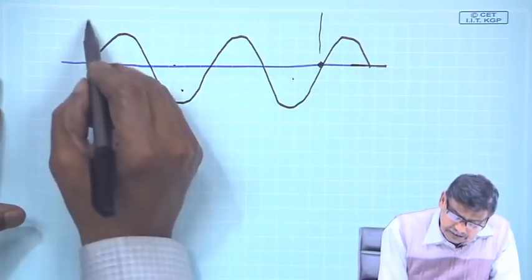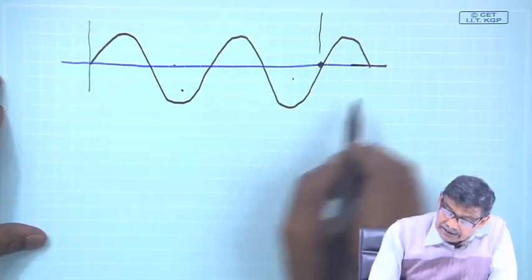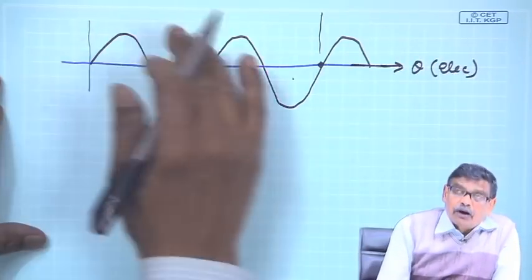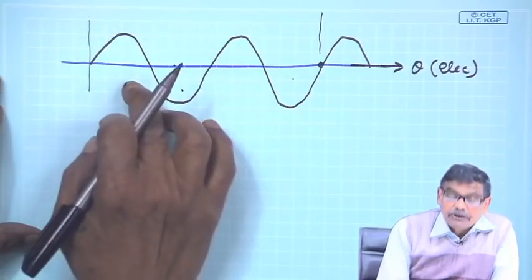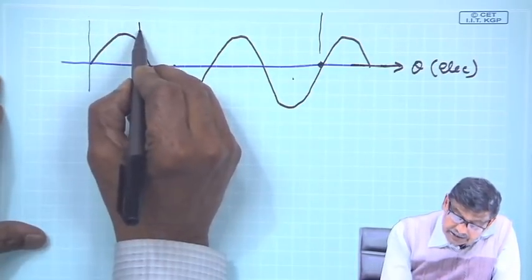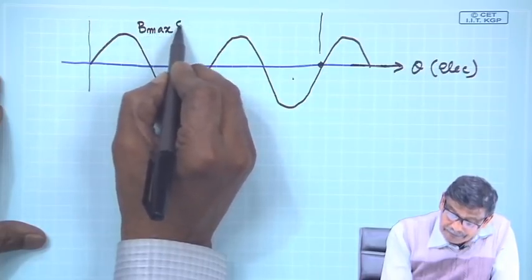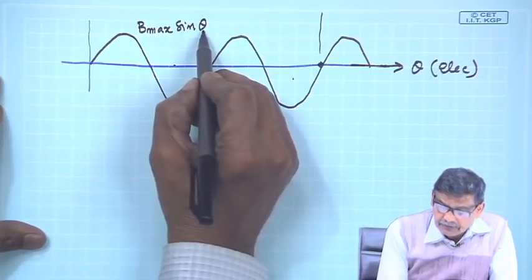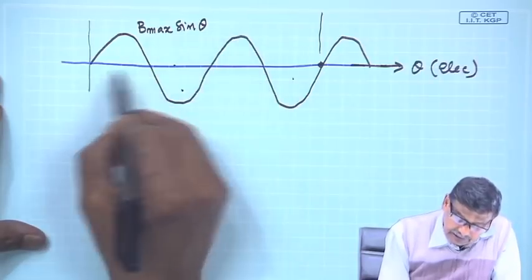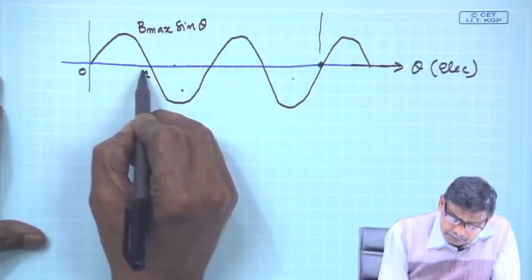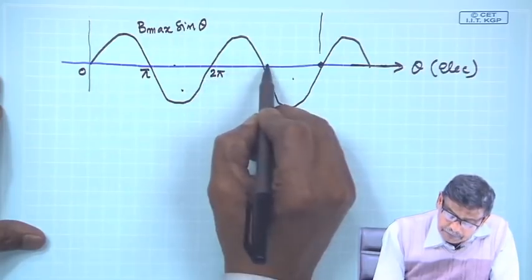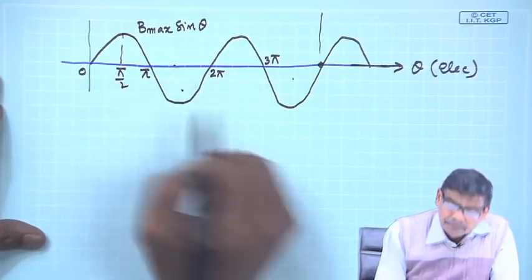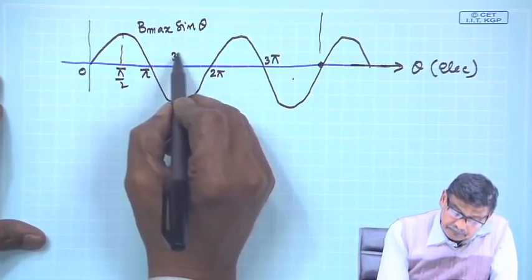1, 2, 3, 4. This is 360 degree mechanical, no doubt, but in electrical angle, if theta is in electrical, that is how I should describe this sine wave, so that it will fit in. I will write it as B max sin theta. And this theta, as I told, without any suffix means electrical angle. So, B max sin theta, and there I will indicate like this, 0, pi, 2 pi, this is pi by 2 and so on, this is 3 pi by 2.